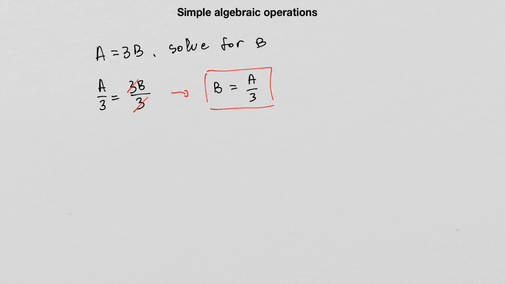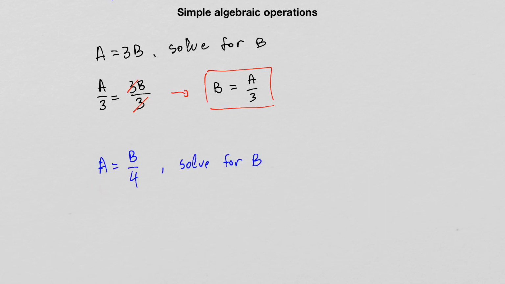So here you can see that since B was multiplied by 3, in order to quote-unquote get rid of the 3 here on the right-hand side, I had to divide by 3. And I also have to divide by 3 on both sides of the equal sign, because otherwise the relationship is going to completely change. So here is a different example.